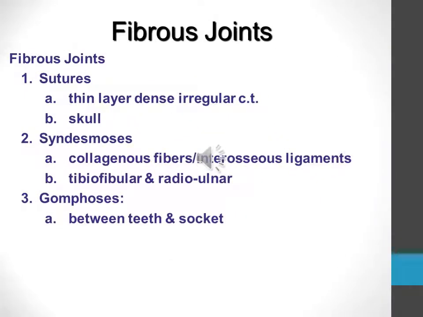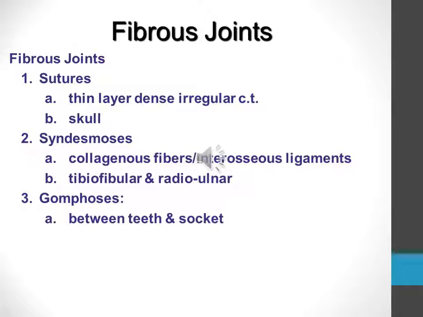First up, our fibrous joints. We have three types. You can see those types named here. We have our sutures, our syndesmoses, and our gomphoses. Your sutures are like the seams of the skull. They are held by a thin layer of dense, irregular connective tissue. Then you have your syndesmoses, which are held by collagenous fibers, interosseous ligaments. Really, the exclusive connection there is by ligament.